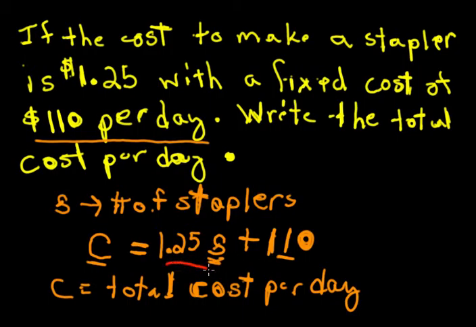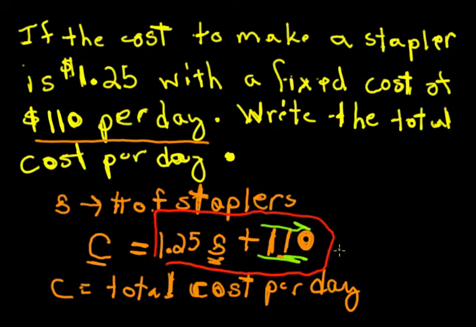This is a common type of problem, a fixed thing, which our fixed thing is the 110 here, and then two other variables, in this case total cost and the number of staplers we're making. And so you've got to get used to combining these things with two variables. What this lets us do is answer the questions that usually come next after this.